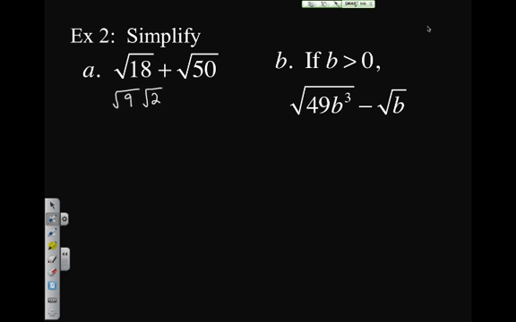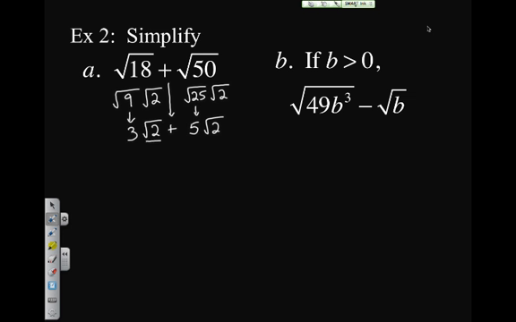But we know that the square root of 9 is 3. We can't simplify the square root of 2, so we leave that as it is. 50 we can break up into a perfect square. 25 goes into it twice. We're still adding. The square root of 25 is 5. And again, we cannot simplify the square root of 2, so we just leave that.